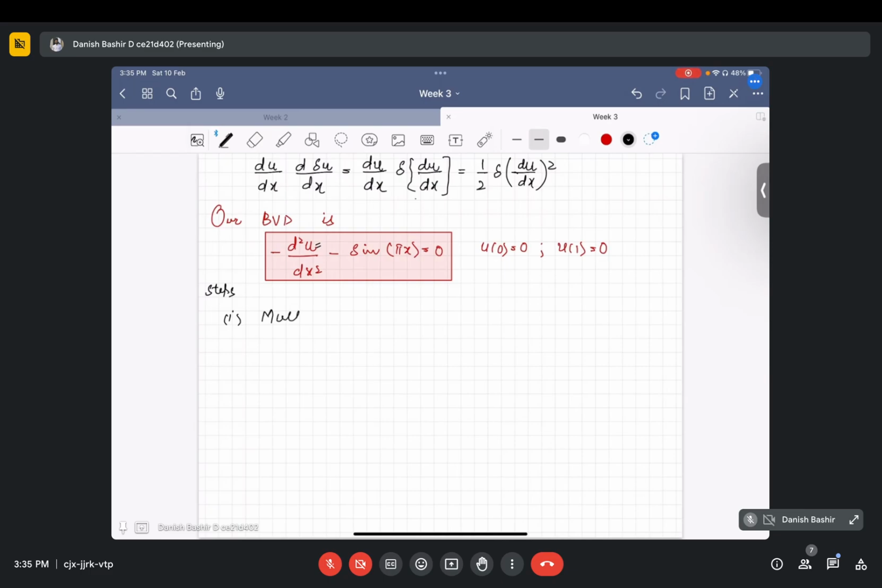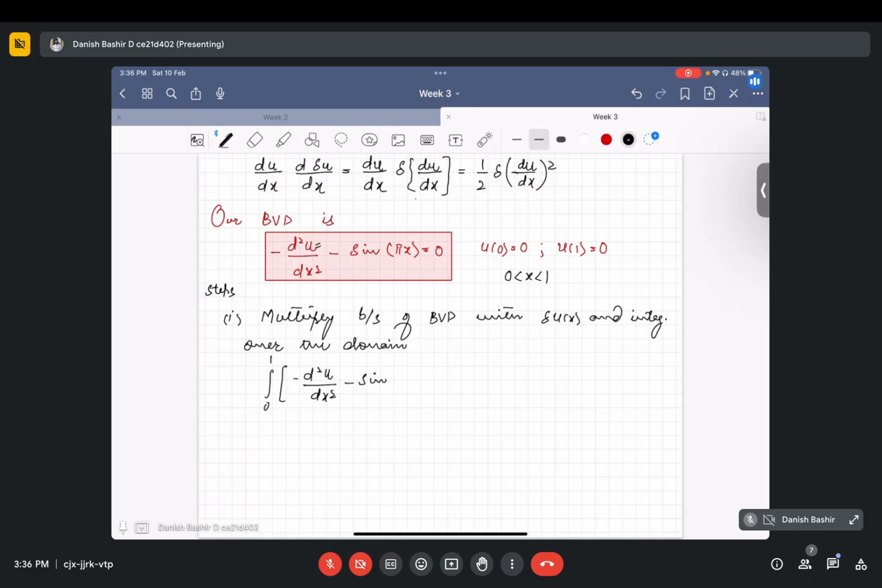So what is the first step? Multiply both sides of the boundary value problem with the variation of u of x and integrate over the domain. How does it look? Please note that the domain is 0 less than x less than 1. So integrating from 0 to 1, we write our differential equation, d2u by dx square minus sine pi x, multiplied by the variation of u of x, integrated with respect to dx, should be equal to 0.